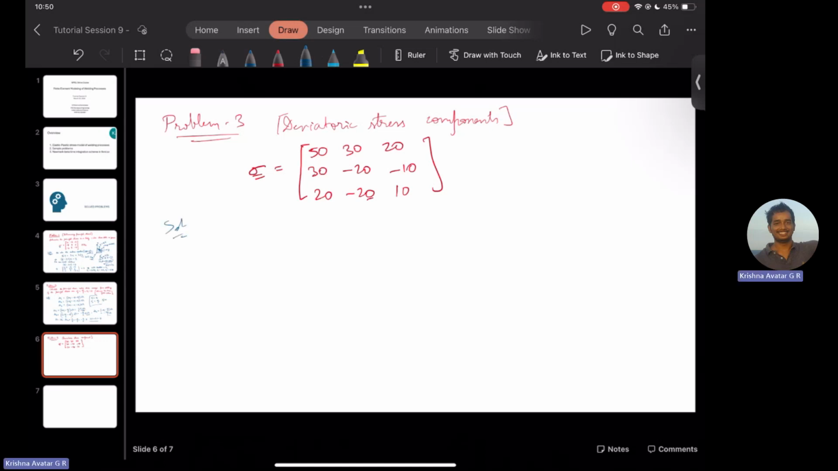So the solution is, we need to find the hydrostatic part, right? The hydrostatic part is given as σh equals σm times I, where σm is just the mean, 1 by 3 of the diagonal components. So it is 50 minus 20 plus 10, right? This goes to be 60 minus 20, which is 40, so 40 by 3, and this you recall is 13.333, right?